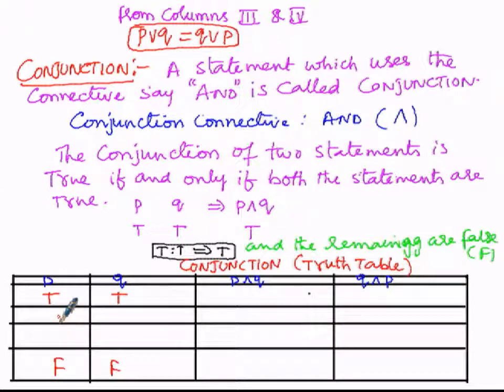If the first statement P is true, then the second statement Q may be false, and if the first statement P is false, then the second statement Q will be true. But as per the condition of the conjunction, both the statements must be true, then only the conjunction will be true. So we have to search for the true. In the first case TT, the conjunction will be true, then the remaining TF will be false, similarly FT will be false, and FF also will be false.